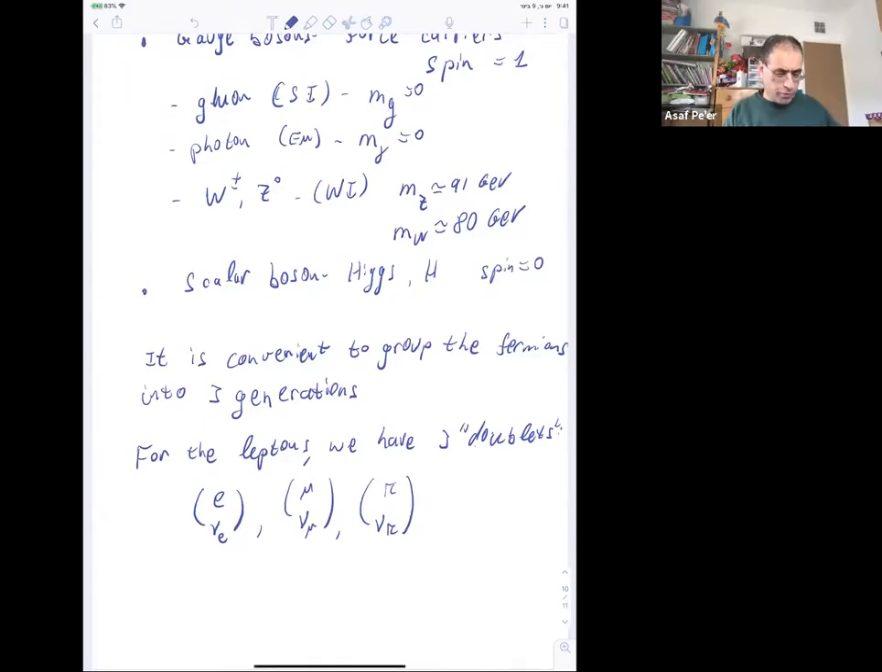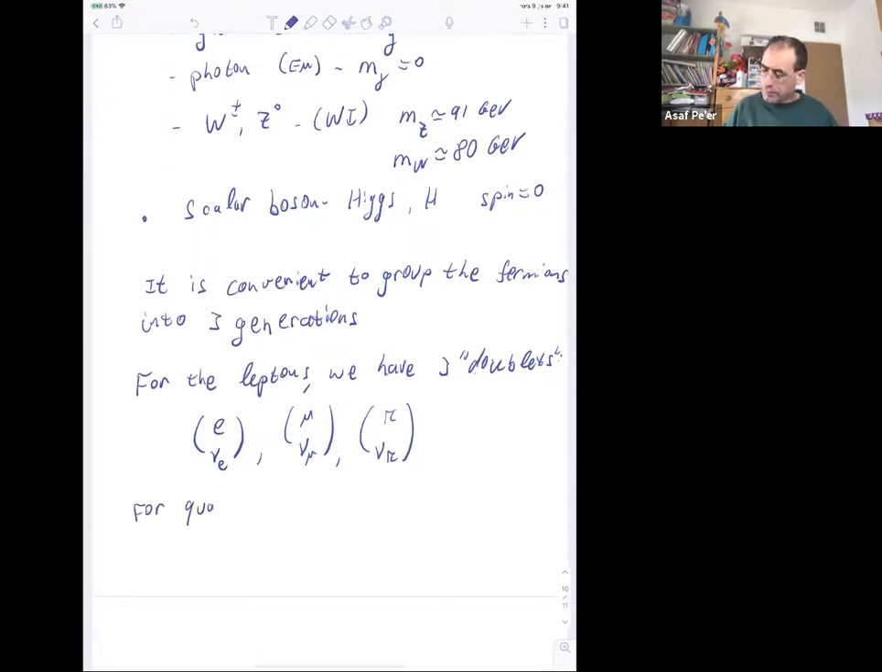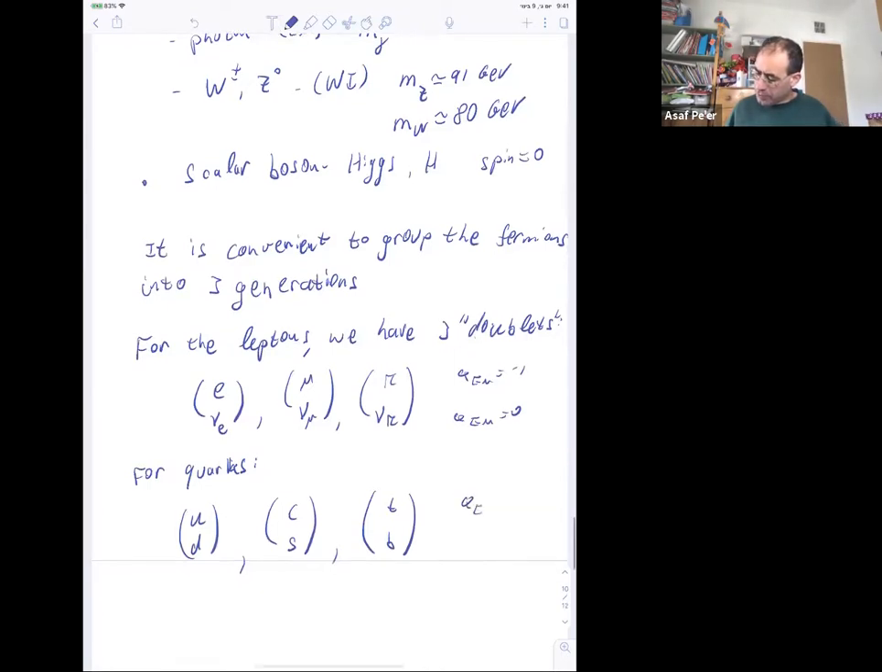And for the quarks, we have the doublet, which consists of 1 up-type quark and 1 down-type quark. Here we have a charge of -1, and here we have a charge of 0. For the quarks, the doublets would be up, down, charm, strange, and top, bottom, where the charge of the up-type quark is 2/3, and that of the down-type quark is -1/3.